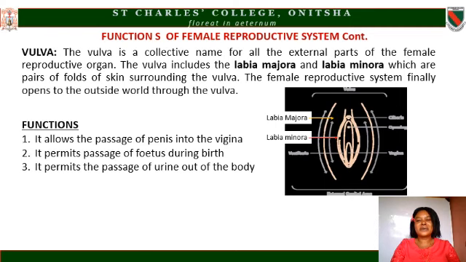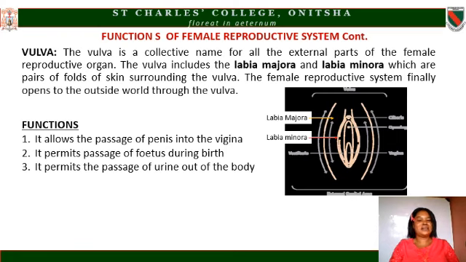The vulva includes the labia majora and labia minora, which are pairs of folds of skin surrounding the vulva. The female reproductive system finally opens to the outside world through the vulva. If you keenly observe the diagram here, you will see the labia majora, which is the outer part, and the labia minora, which is the inner part.